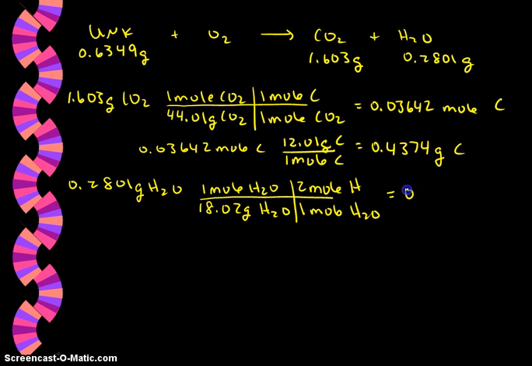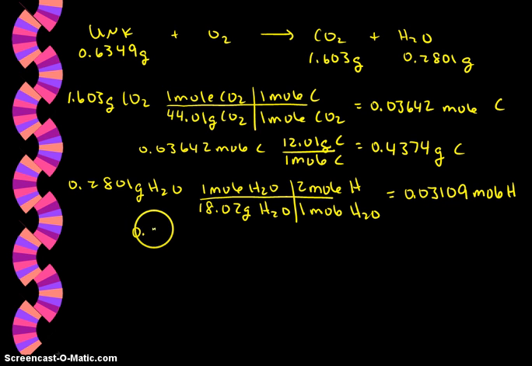So we're going to get 0.03109 moles of hydrogen. And that's how many moles of hydrogen are in the water, and we're assuming that all of the hydrogen came from the unknown, so we know the moles of hydrogen in our unknown. We're going to need to know grams, so we'll do a conversion for that next.